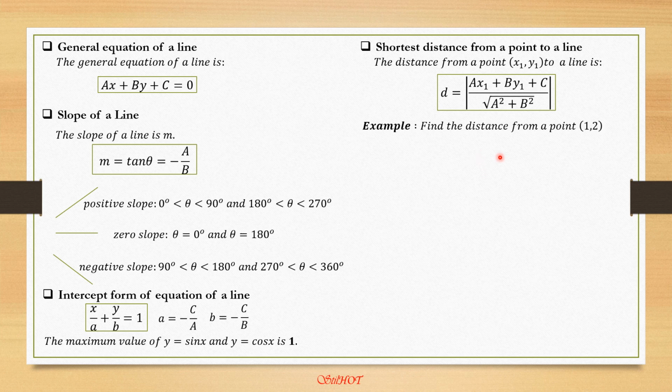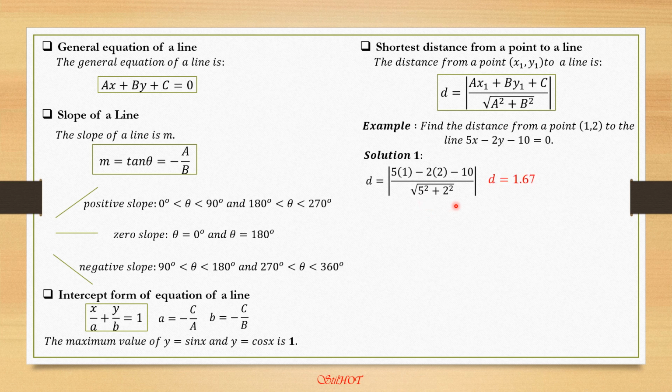Example: find the distance from the point (1, 2) to the line 5x minus 2y minus 10 equals 0. So let's have two solutions here. Assuming you cannot remember the formula, then there's no problem. We'll just use trigonometry and geometry here to find that distance. So let's have the formula first. The absolute value of 5 times x1, which is 1, minus 2 times y1, which is 2, then minus 10, over the square root of 5 squared plus 2 squared. So that would be 1.671 units.